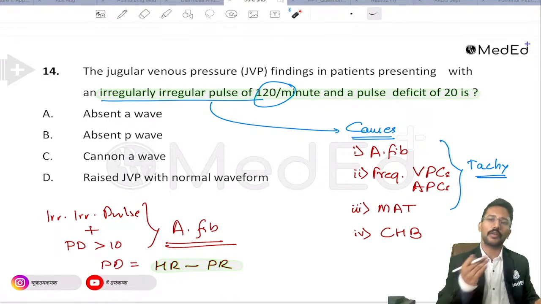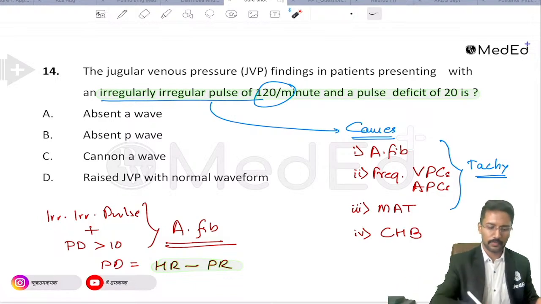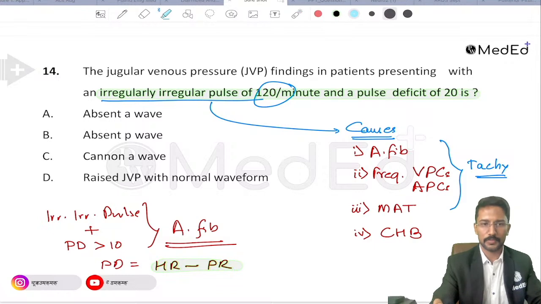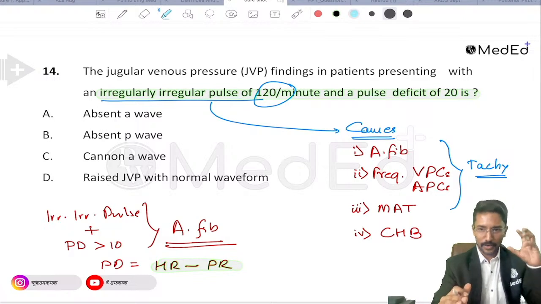So on the JVP, what wave changes will we see in atrial fibrillation? A well-known fact, right? We will see absent A waves on the JVP. On the ECG, you will see absent P waves. The atria are not contracting.